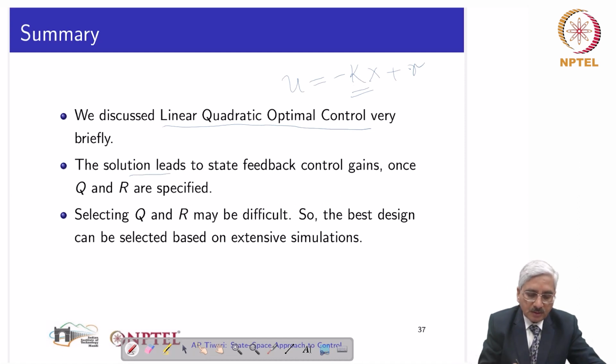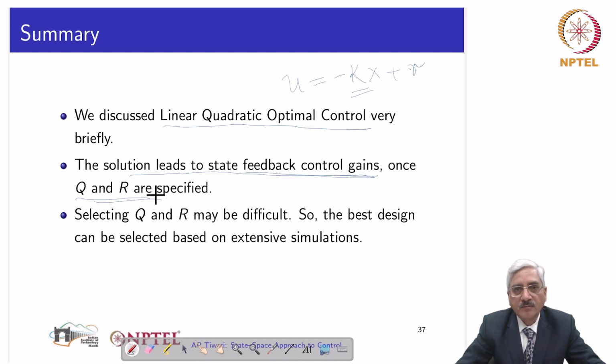So the solution of the problem leads to the feedback gains, and of course Q and R are to be selected. We saw while discussing the example that there is difficulty in selecting Q and R. If some state like x1 was given weightage and x2 was given 0 weightage, the performance index was only x1 square for the state.